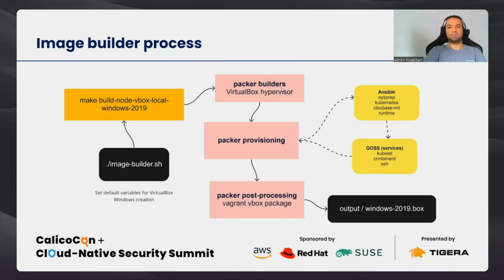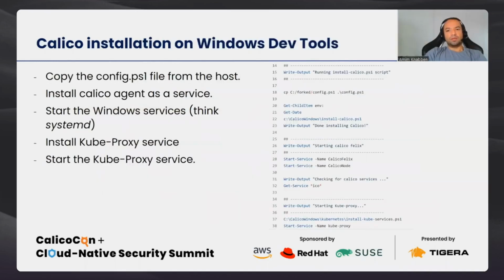In sequence, Packer provisions all the steps required via Ansible. So it installs Kubernetes, prepares the system, installs the Windows updates, cloud-base-init, and the runtime. In sequence, Goss is used to verify the services installed correctly. In the end, Packer post-processes the image and returns this VirtualBox package that can be imported inside the VirtualBox project. The installation is pretty straightforward.